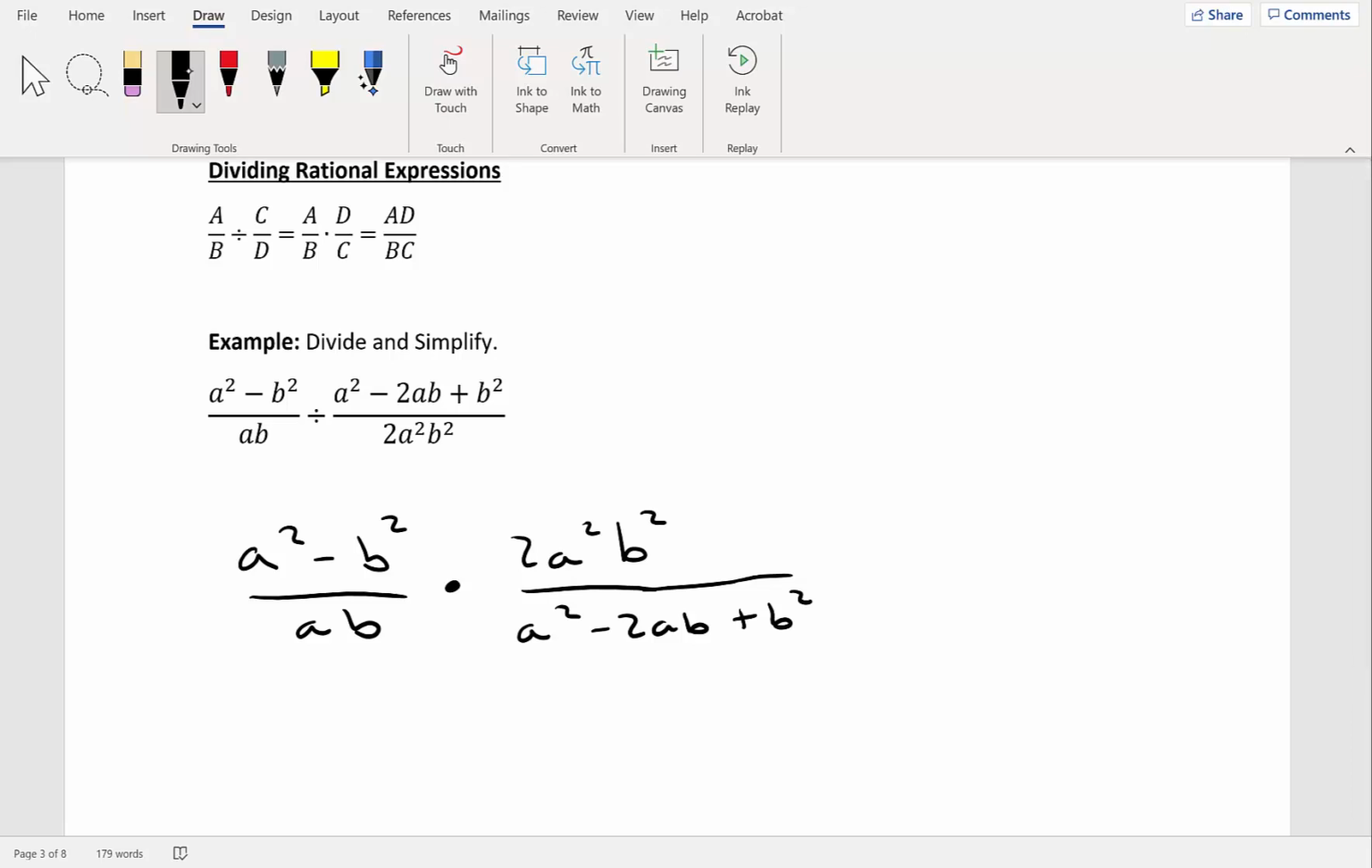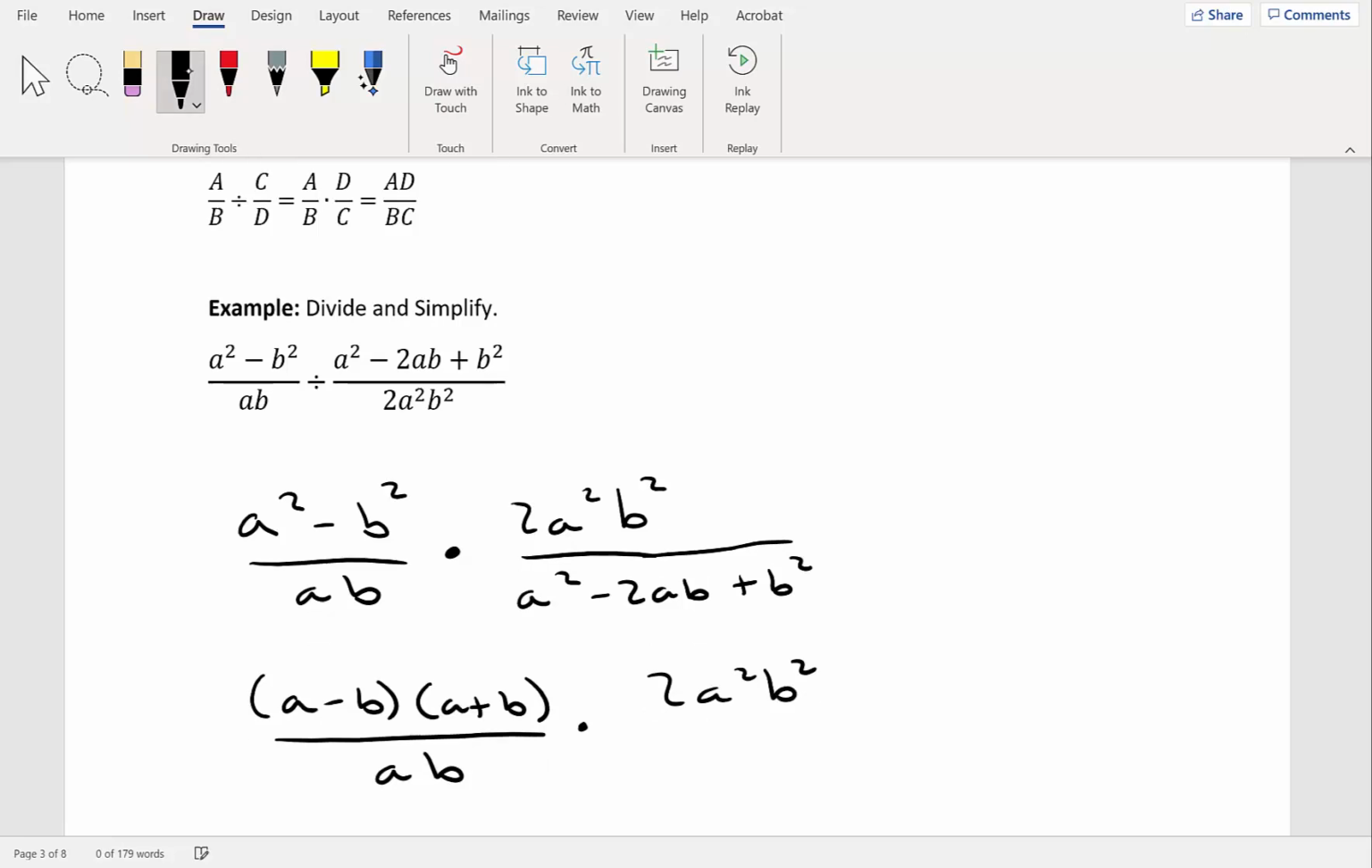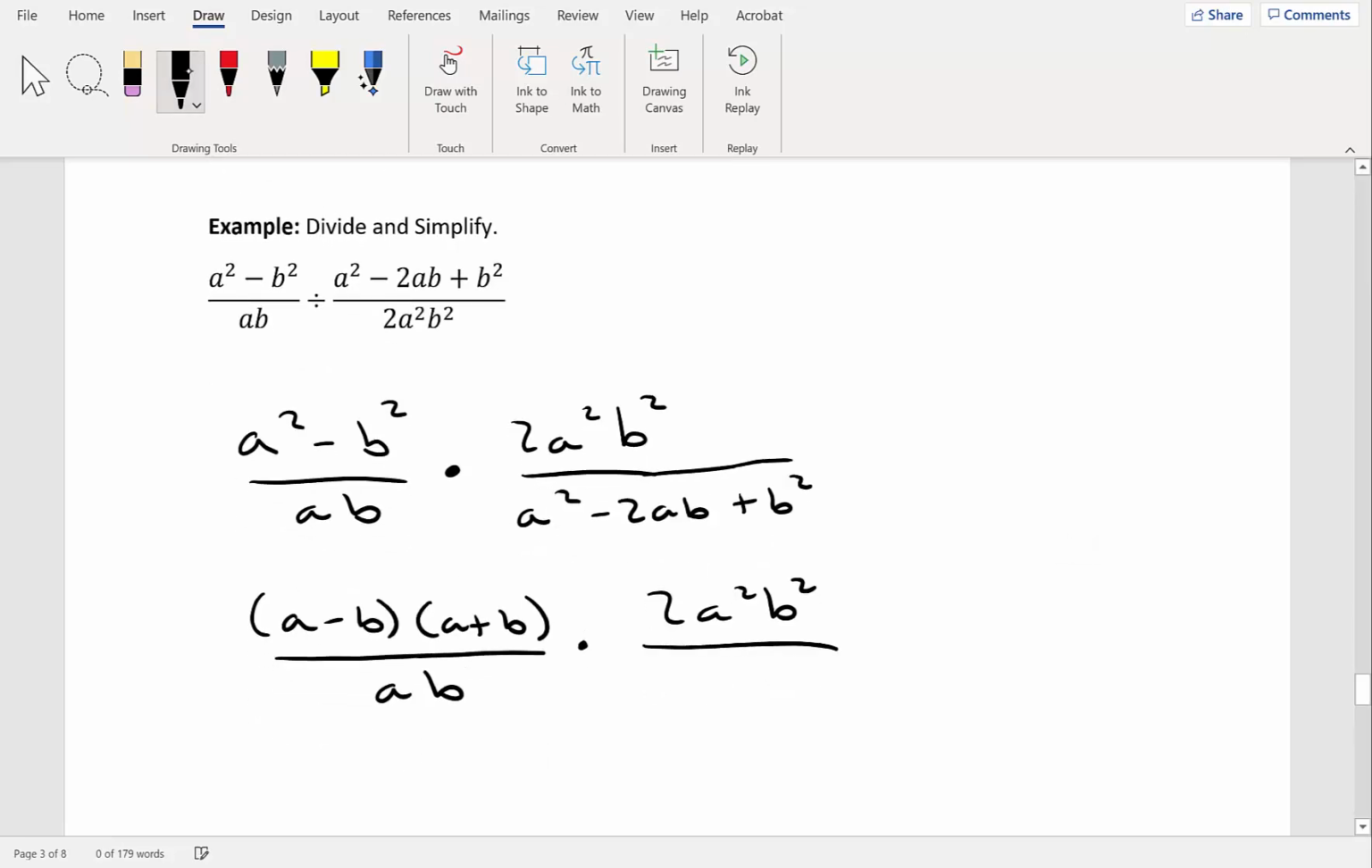Our first fraction in the numerator, a squared minus b squared, that factors into a minus b times a plus b. The denominator ab, I can't do anything with that, just leave it alone. And now with my second fraction, 2a squared b squared, can't do anything with that one. And now the denominator of my second fraction, this factors into a minus b times a minus b.